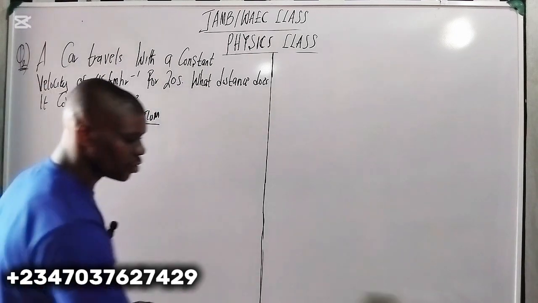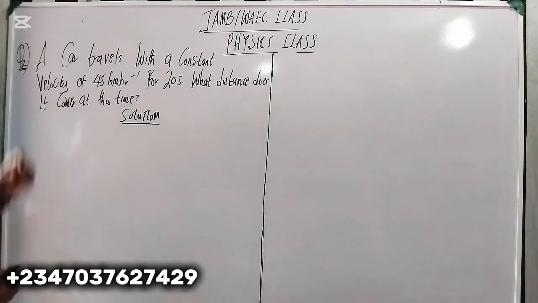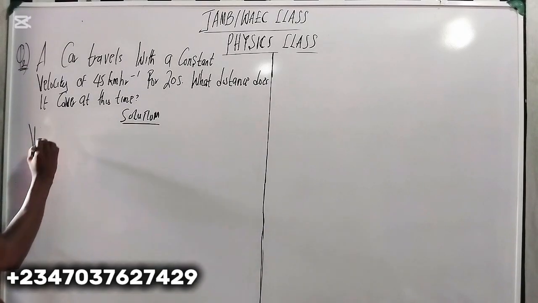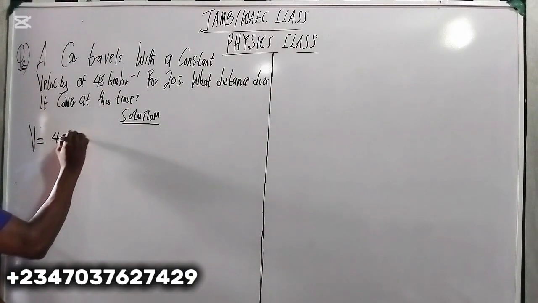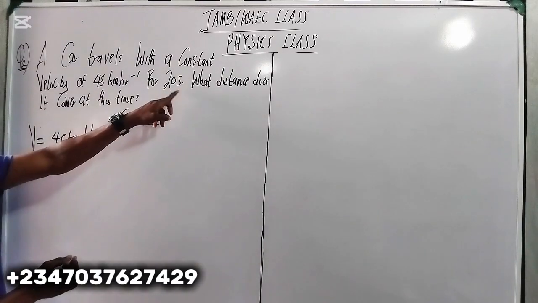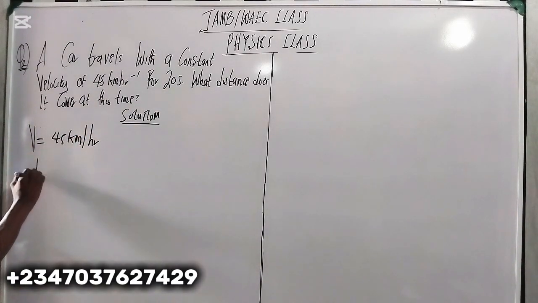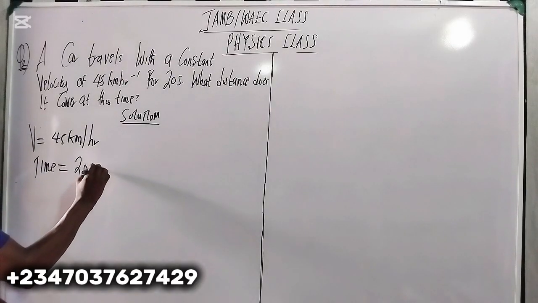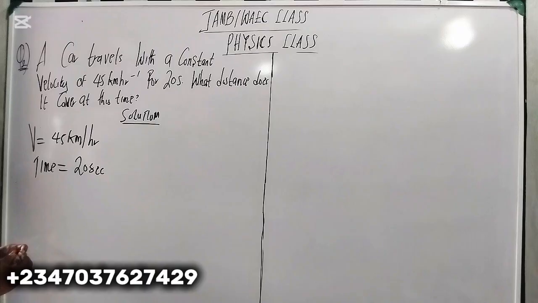So now let me break it down for you to understand. A car travels with a constant velocity. The velocity is 45 kilometer per hour, right? Now they gave us the time. What is the time? My time is 20 seconds, right? Now they're asking for the distance traveled.